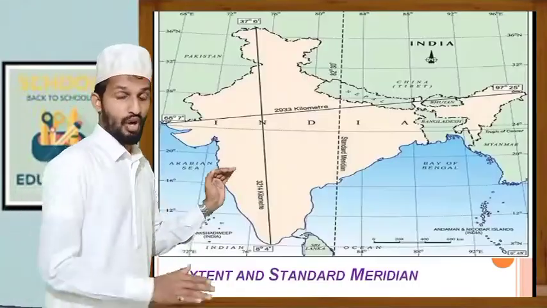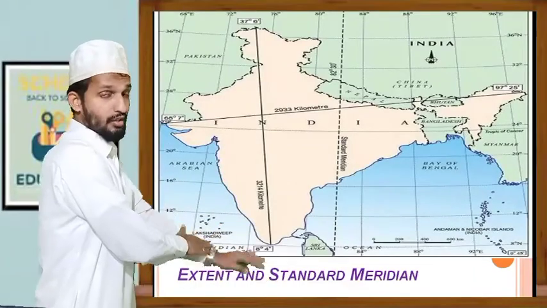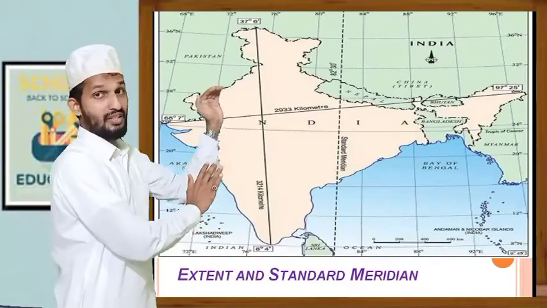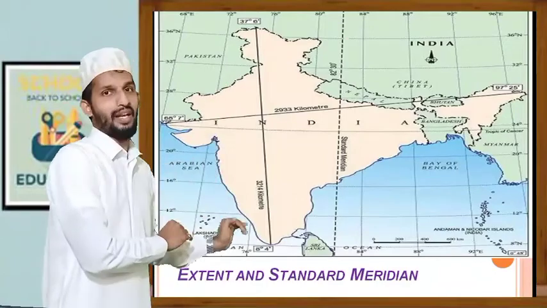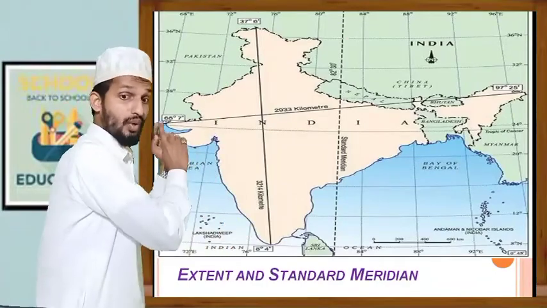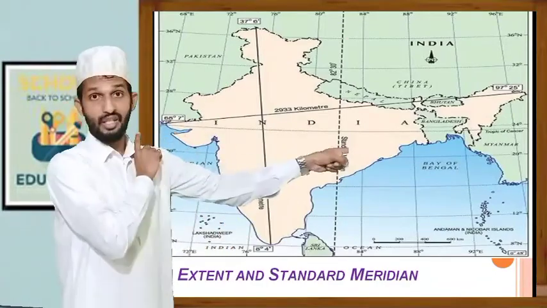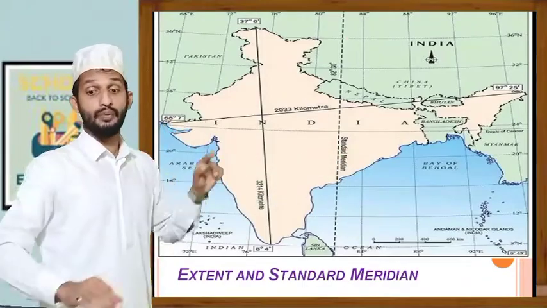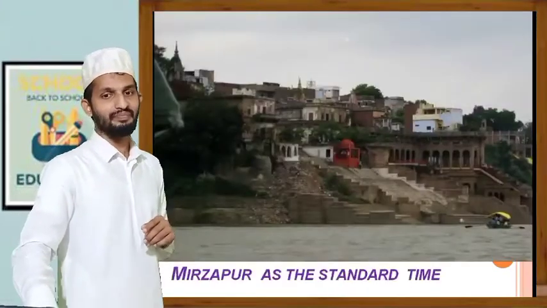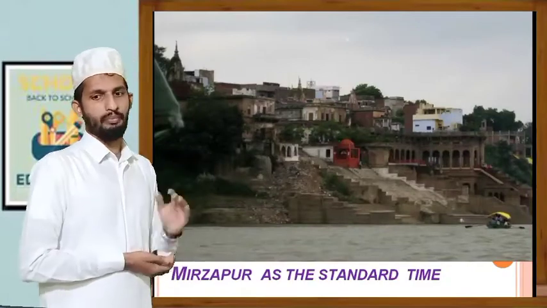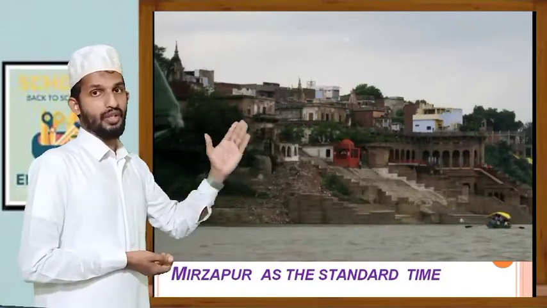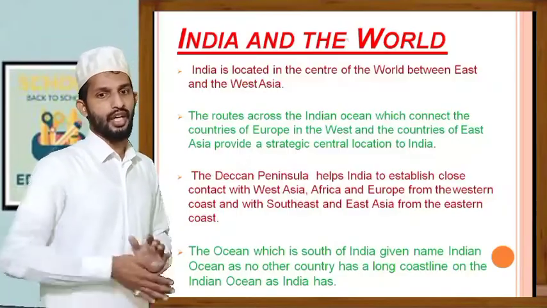So if someone is traveling from Kanyakumari to Kashmir, there is a gap between day and night. If someone is traveling from Gujarat to Arunachal Pradesh, there is a time lag of 2 hours. So this is the picture of Mirzapur. Here we calculate the Indian Standard Time.